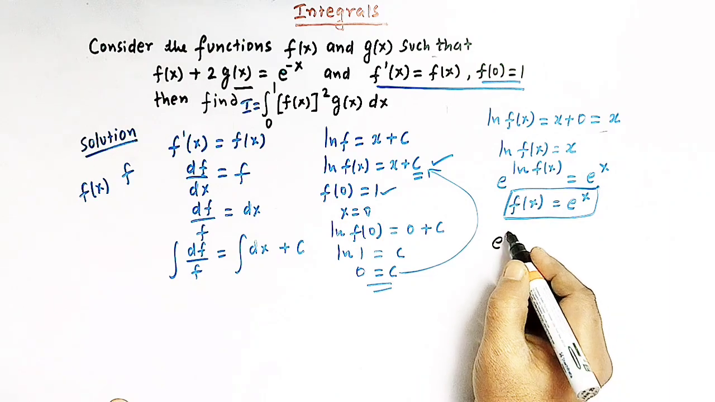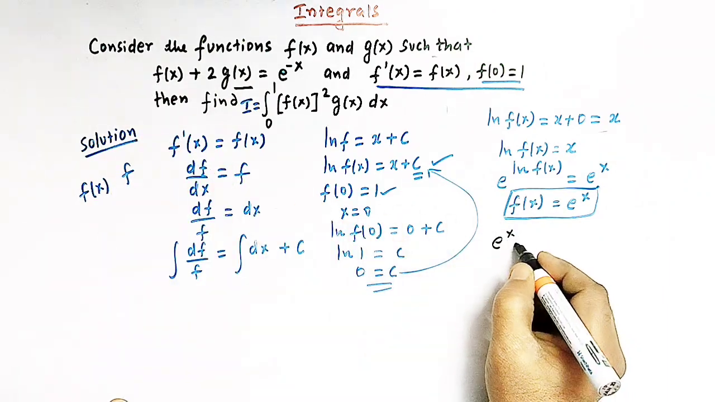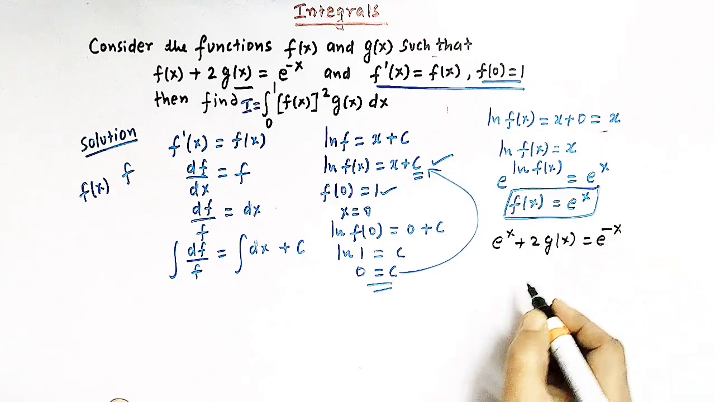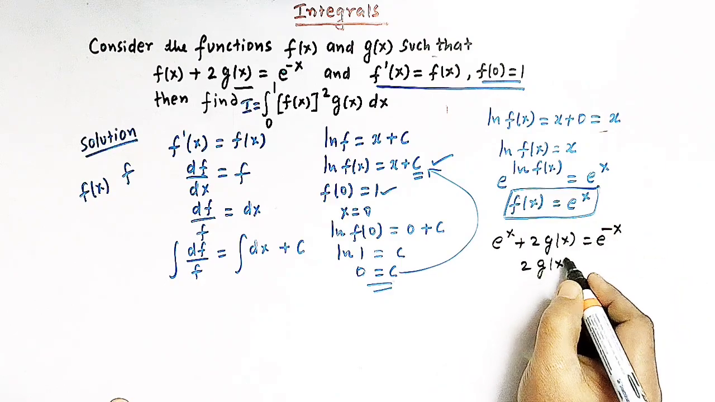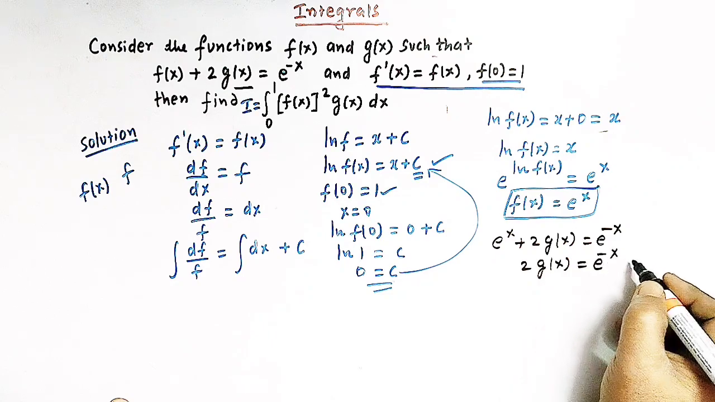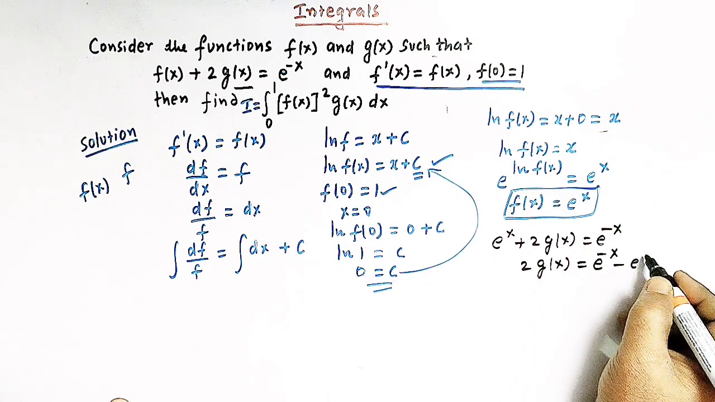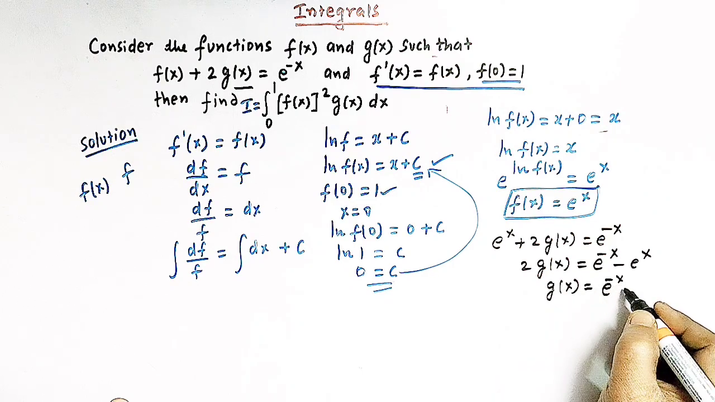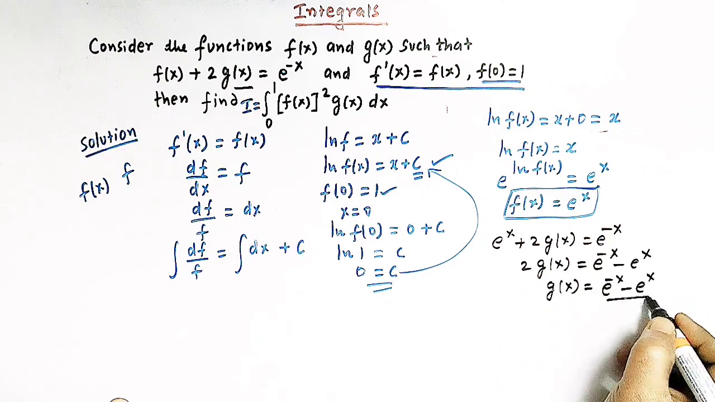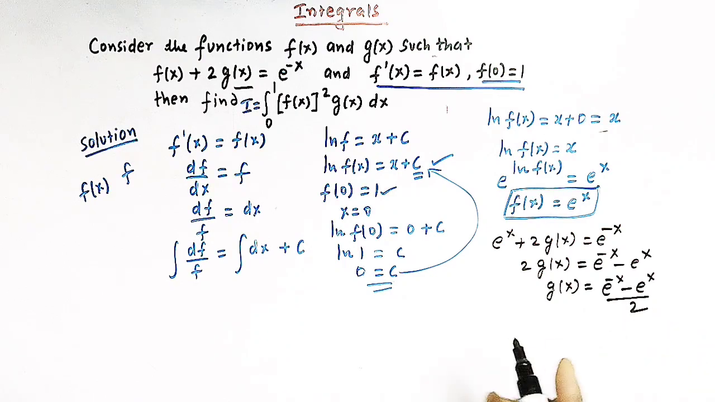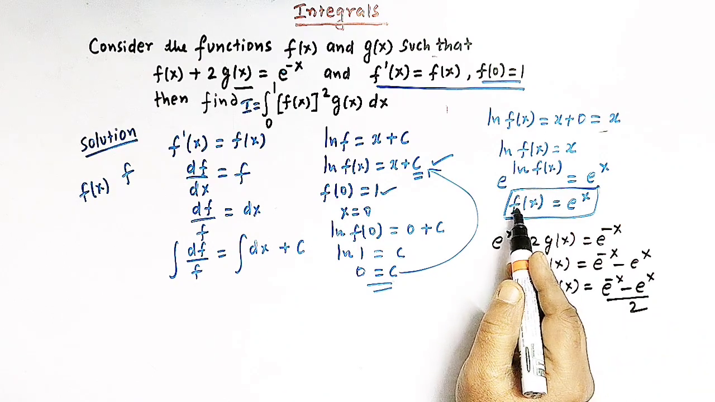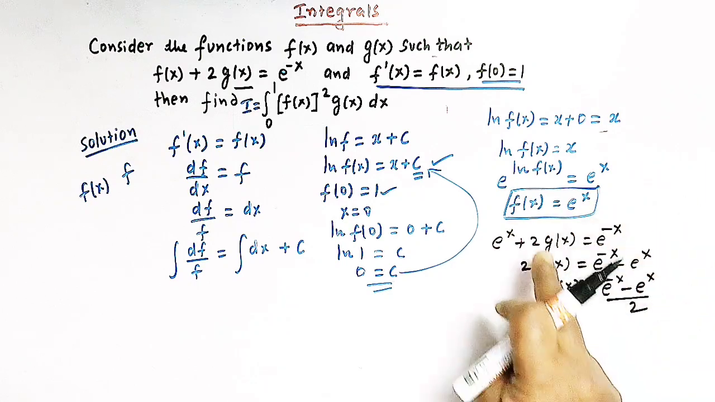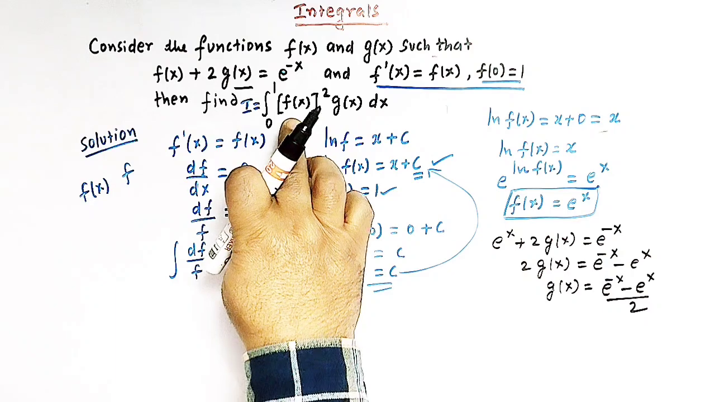So let us substitute f of x in this equation. We have e raised to x plus 2 times g of x is equal to e raised to minus x, and 2 times g of x is equal to e raised to minus x minus e raised to x. So g of x is equal to e raised to minus x minus e raised to x over 2. Now we have obtained the values of f of x and g of x. Let us substitute these two functions in this integral.